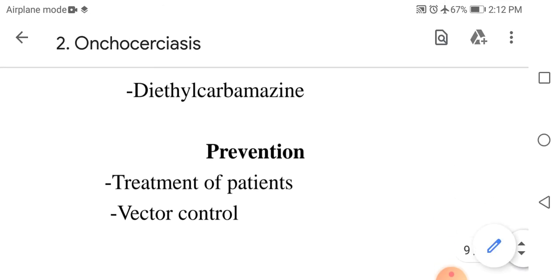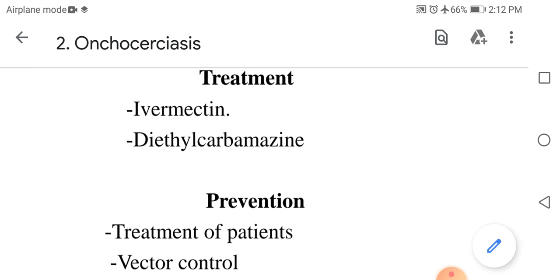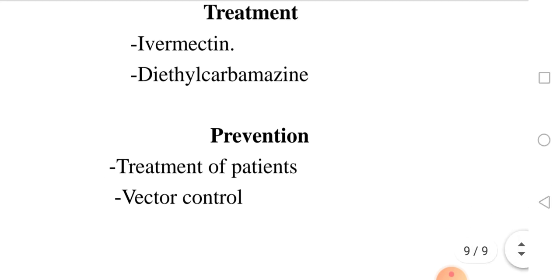Treatment by the drugs ivermectin and diethylcarbamazine. Prevention by treatment of patients and vector control.